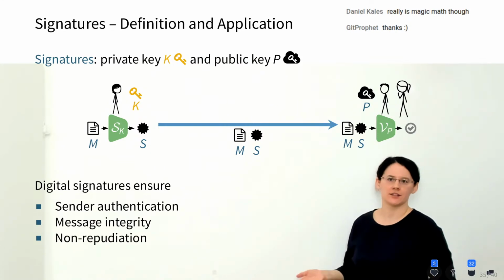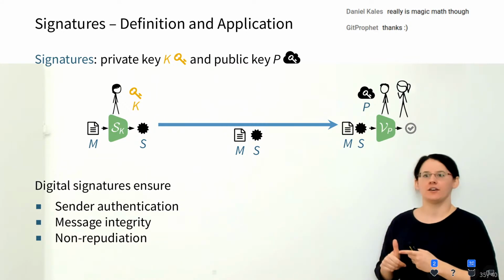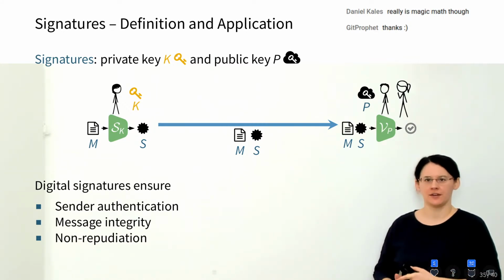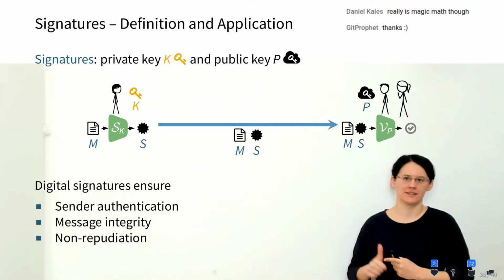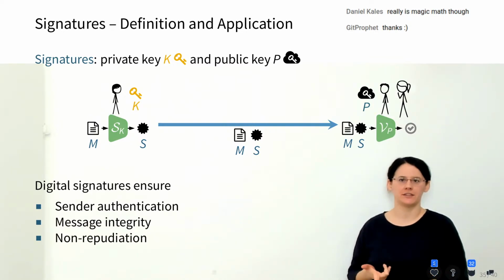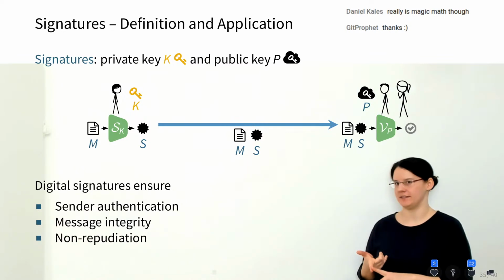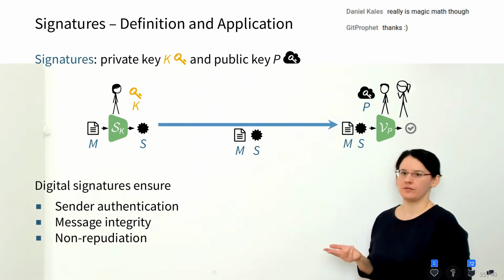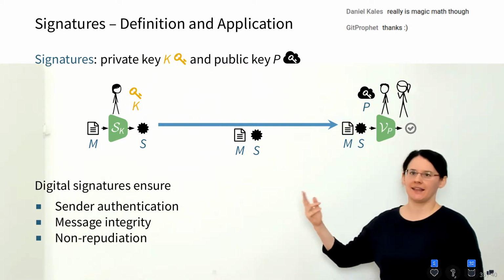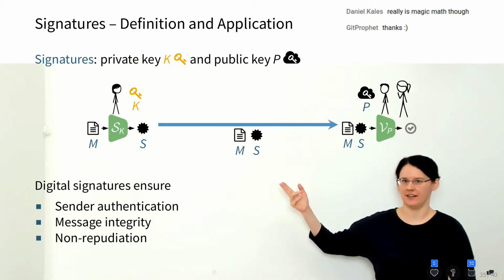So what does such a signature scheme provide? Which security properties? First of all, it authenticates the sender. So you have a guarantee who sent the message. Second, it also guarantees message integrity, meaning if the signature verifies correctly, you also know that the message has not been changed in transit. And third, you have non-repudiation, meaning that Alice cannot deny at any later point that she has sent this signed message.